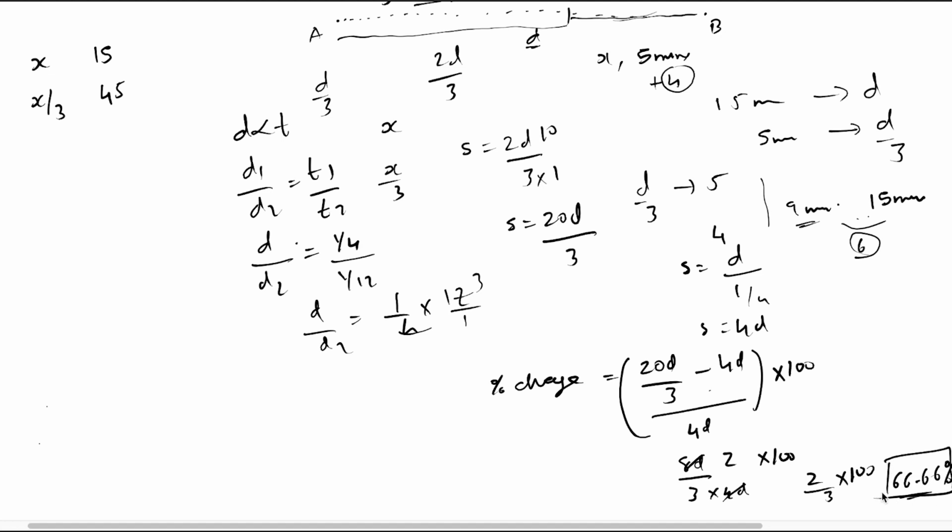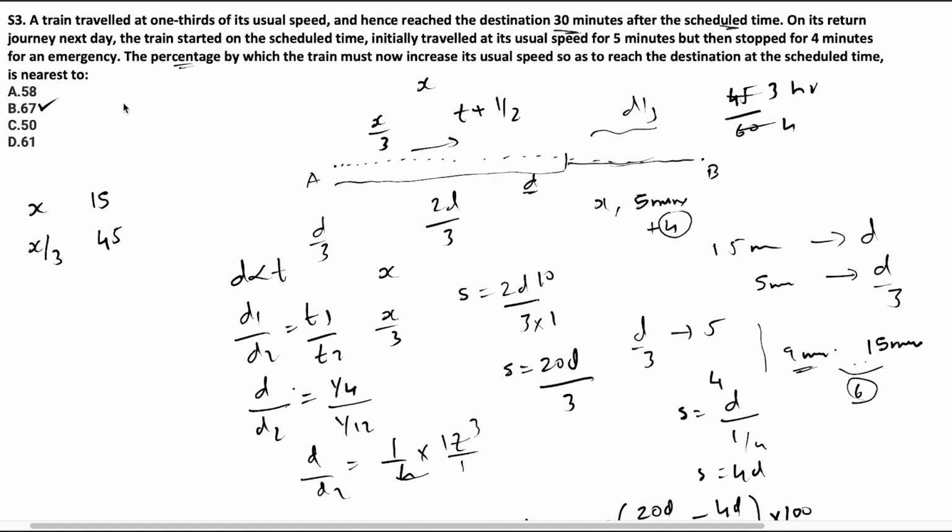Now let's look at the options. We have option B as 67. So that is the nearest value to 66.66. So option B, 67 is our answer.